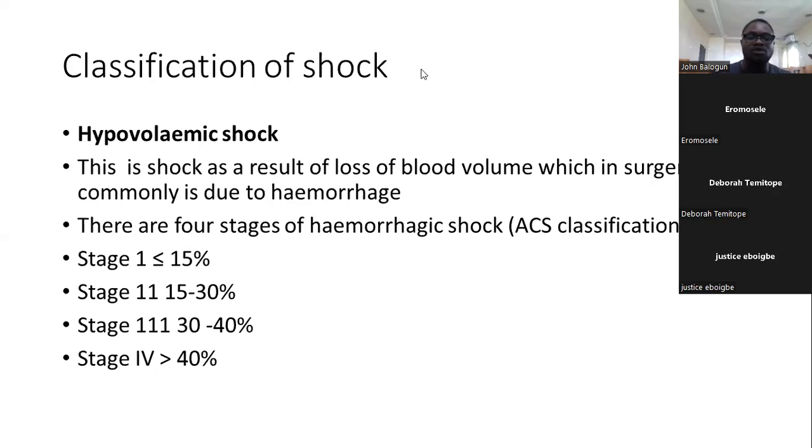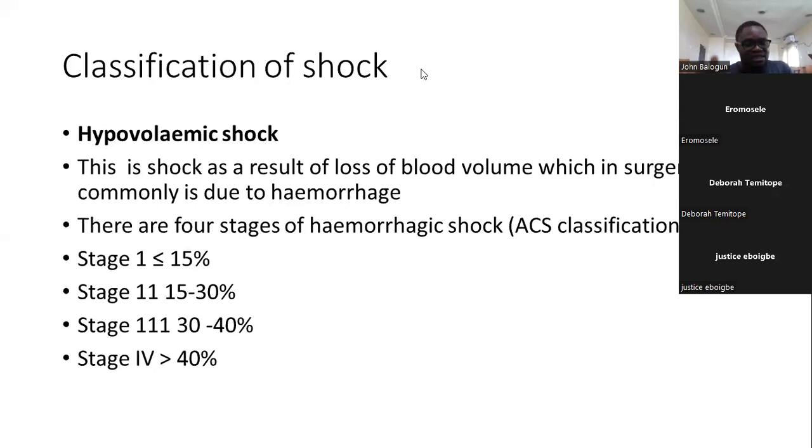So in the mild form, you will see that BP is dropping. It's when you get to the severe form that it becomes very obvious. In fact, there's a saying that shock is a diagnosis of retrospect. That means by the time you're making a diagnosis of shock, that patient has already had the shock ongoing.